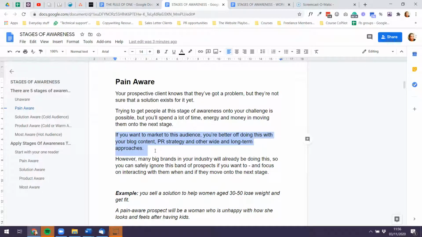So you're not going to be offering them anything. This isn't sales copy at this point. It's more content marketing. And what often happens is that there are brands in your industry, big brands, who are already doing this. So in a way, you can quite safely leave it to them because they'll have the resources to invest in it. And then you just focus on picking people up when they've moved on to the next stage, which is solution aware.